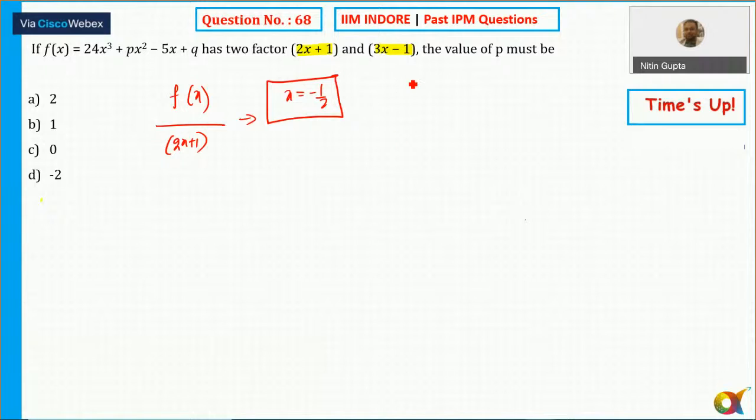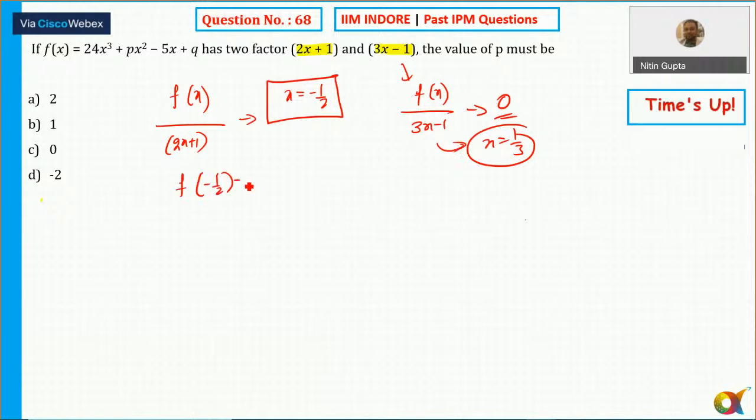Similarly, 3x minus 1 is a factor. So if I am dividing f of x by 3x minus 1, the remainder should be 0, which means at x equal to 1 by 3, at x equal to 1 by 3, this entire expression should be equal to 0. That is what it means, that f of minus 1 by 2 has to be equal to 0 and f of 1 by 3 equal to 0 here. Okay, so substitute and you can find out the value from here.